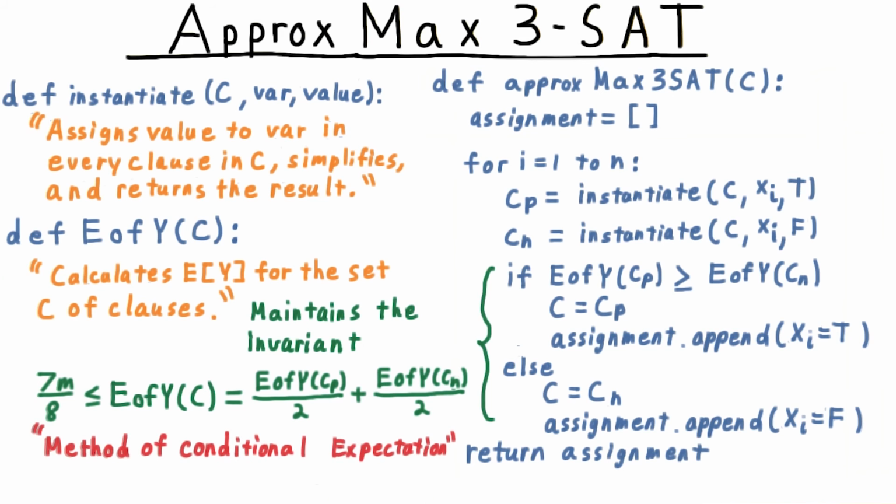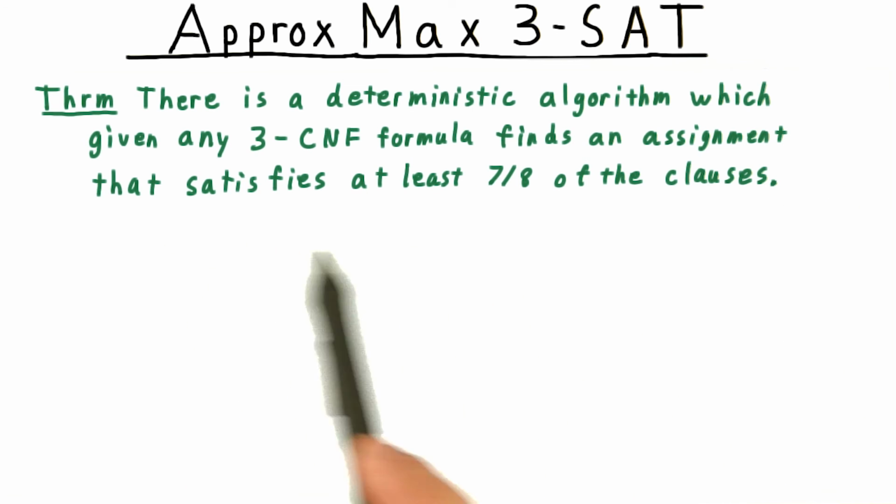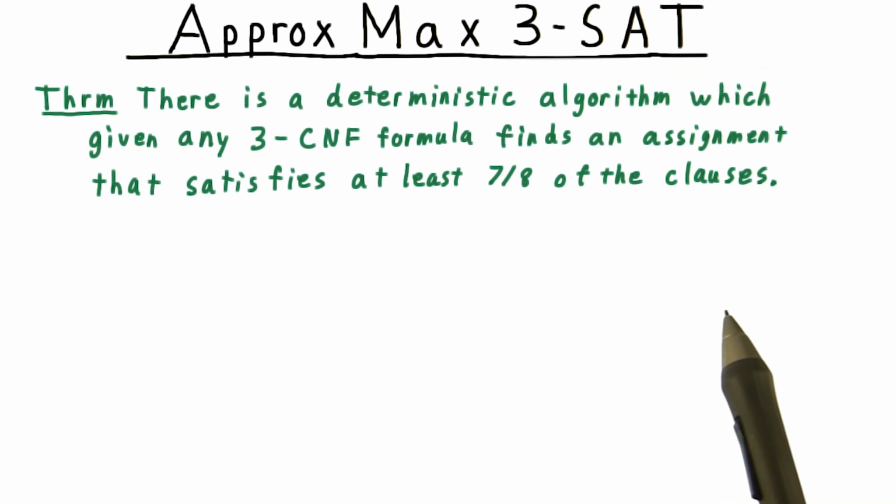This technique is known as the method of conditional expectation, and it has a number of clever applications. Overall, then, we've shown that there's a deterministic algorithm which, given any 3CNF formula, finds an assignment that satisfies at least 7/8 of the clauses. Remarkably, it turns out that this is the best we can do, assuming that P is not equal to NP. For this argument, we turn to the concept of probabilistically checkable proofs.